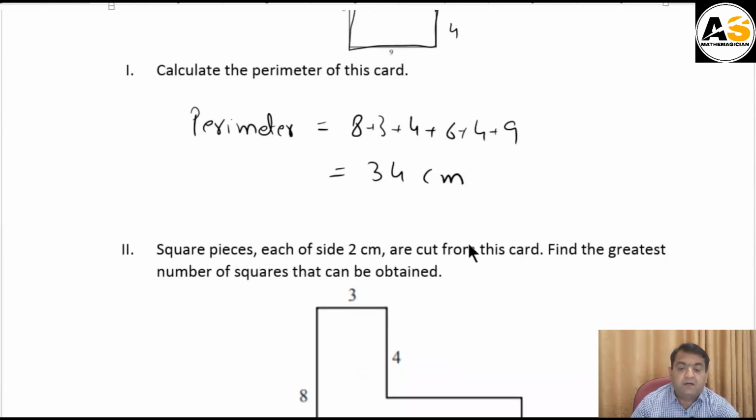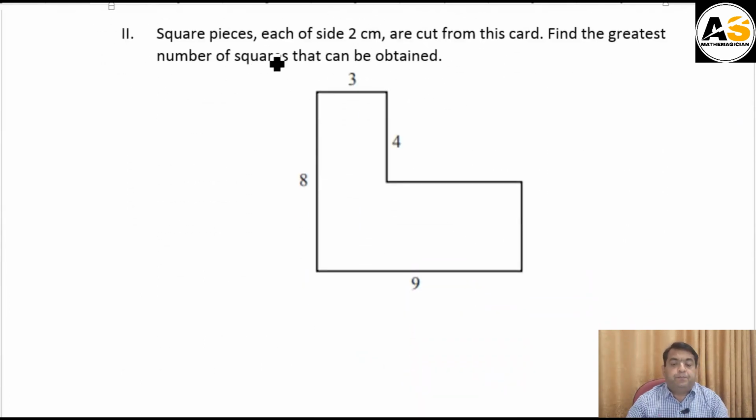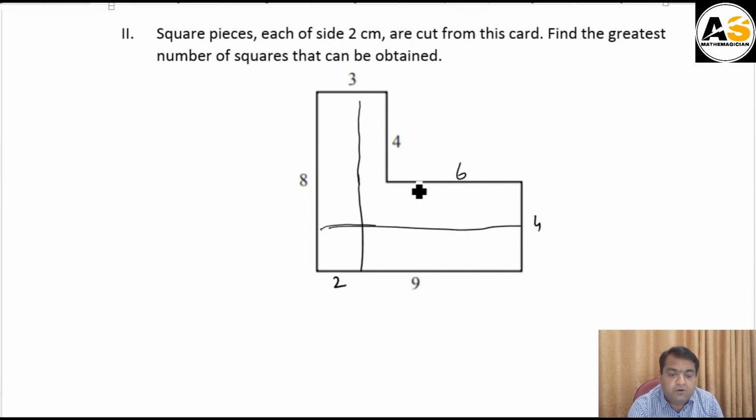In the second part, square pieces each of side 2 centimeter are cut from this card. Find the greatest number of squares that can be obtained. Side 2. Okay. What is this side? This side is 6. This side is 4. For side 2, I will draw a line over here. This length is 2. Next line cannot be drawn.